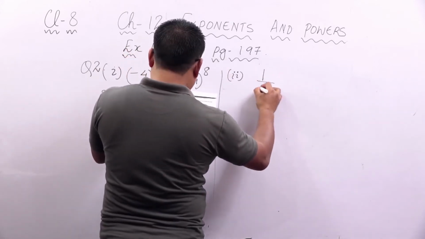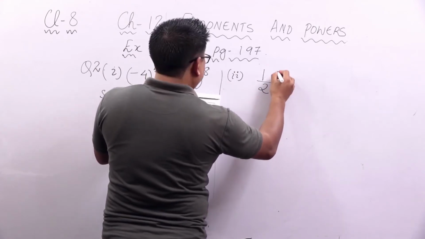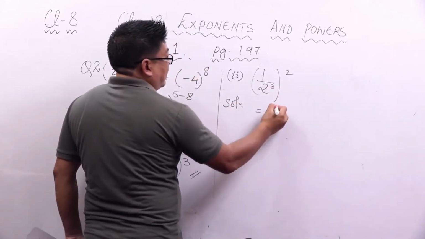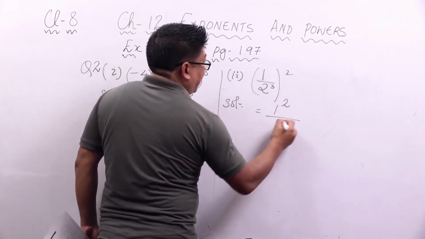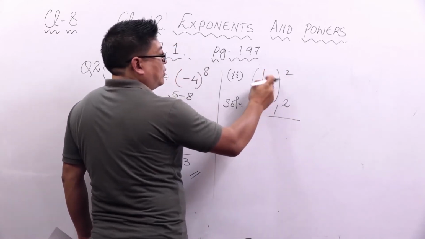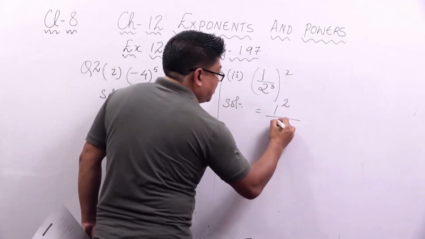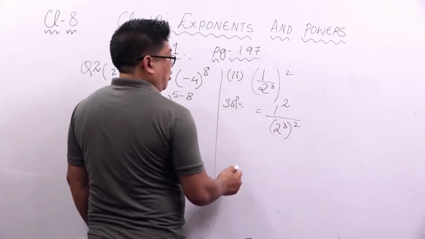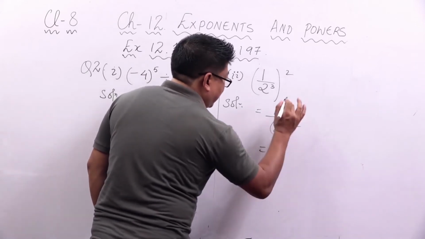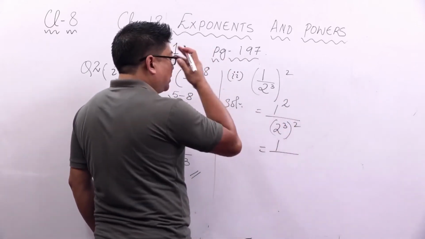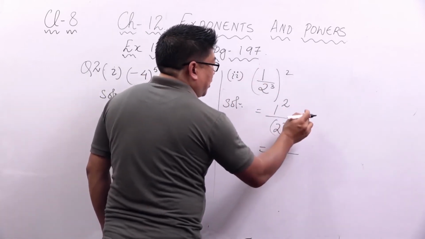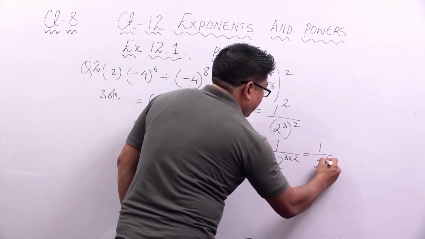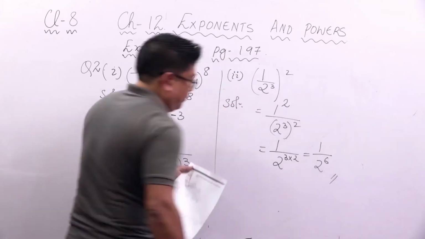We have 1 by 2 to the power 3, the whole to the power 2. So this I can write as 1 to the power 2 by 2 to the power 3 to the power 2, which means this is being multiplied 2 times, and this 2 to the power 3 is being multiplied 2 times. All right, so this is nothing but power of powers. So 1, you multiply as many times as you want, you will still get 1. 2 to the power 3 to the power 2, you multiply the powers and you get 1 by 2 to the power 6. So this is your final answer.